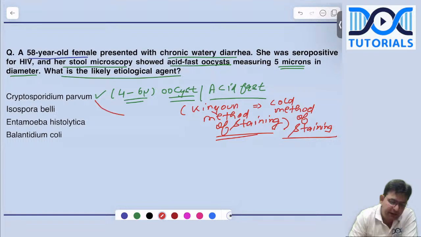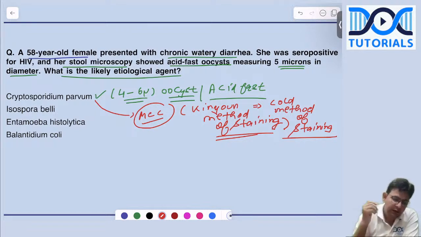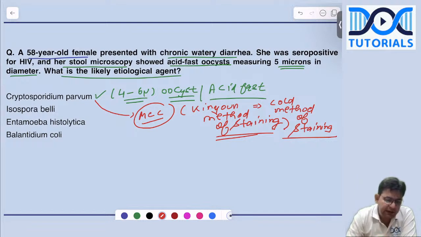And this Cryptosporidium parvum is the most common cause of watery diarrhea in the HIV positive. Okay, this is the most common cause of watery diarrhea in the HIV positive. Is it fine? So as you are telling now in the comment section, remember all these important points regarding HIV along with this chronic watery diarrhea.